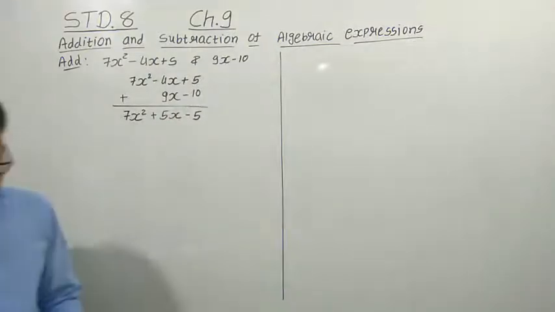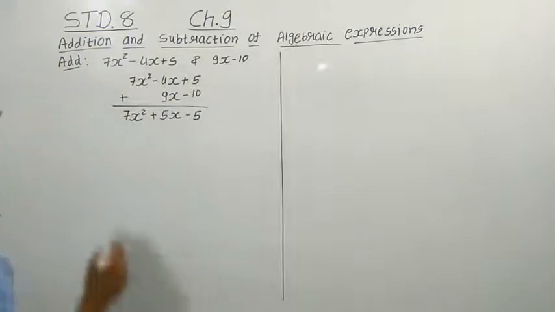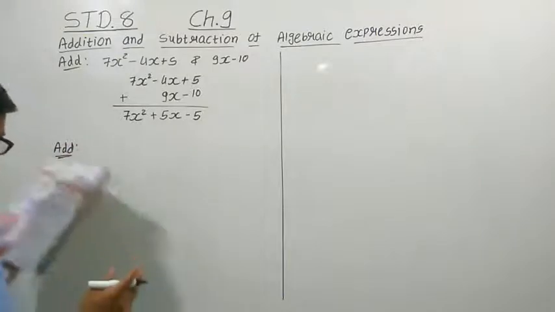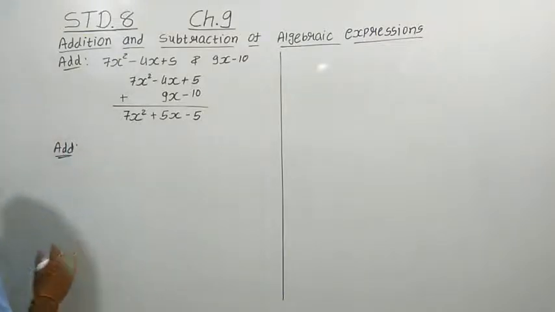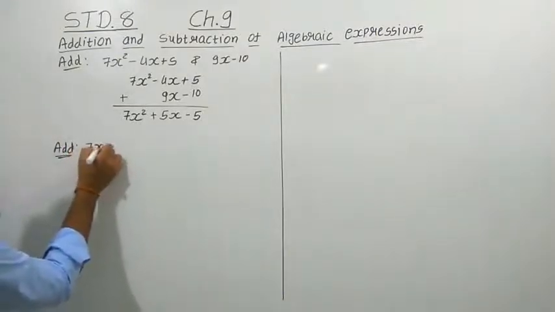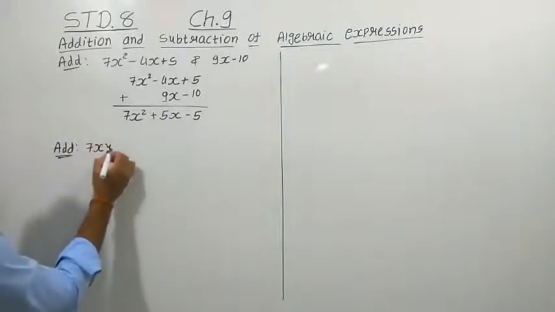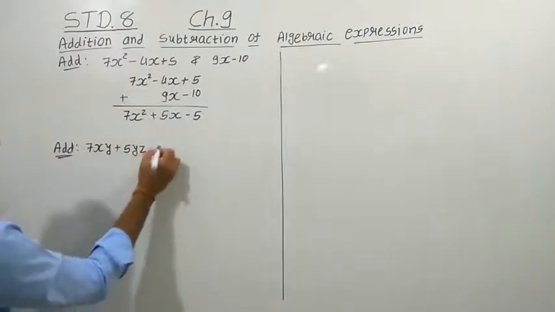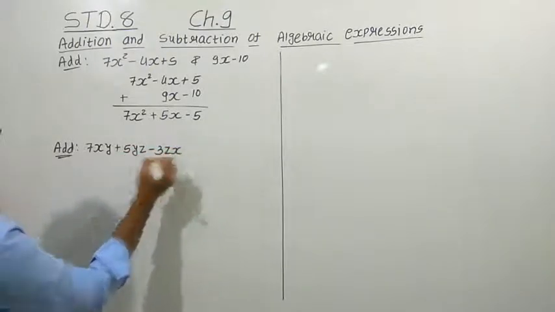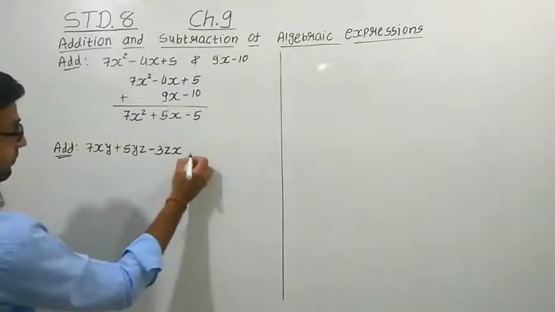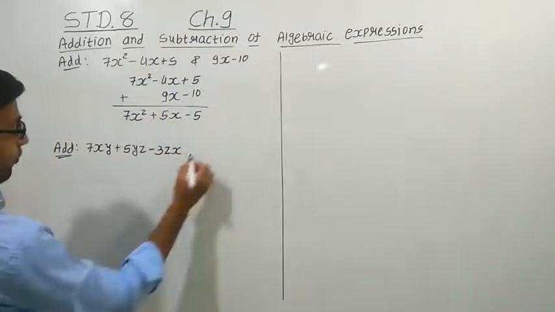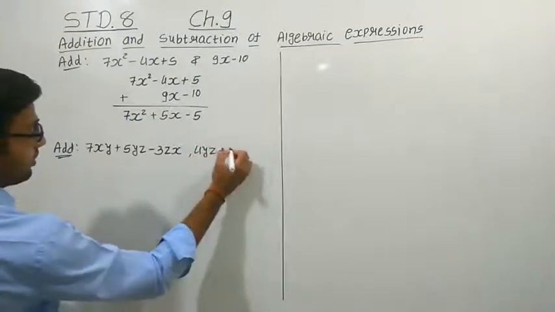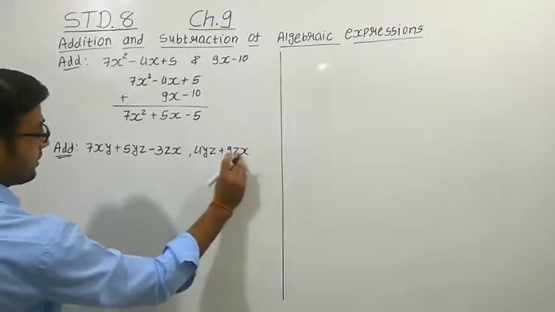Let us take one more example. Here we have to add three expressions, right? Here also we have to make the addition, but three algebraic expressions are there. One is 7xy plus 5yz minus 3zx. This is the first expression. Second one is 4yz plus 9zx.